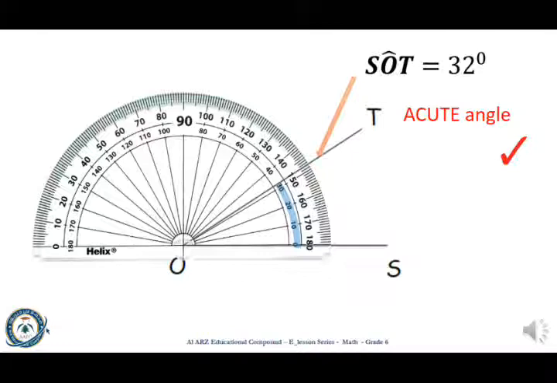It's better to count, so I will count 0, 10, 20, 30. Now between 30 and 40, we have these small lines over here. We count one by one. It means 30, 31, 32. We stop at 32. So I will show you where. Exactly 32 degree. SOT equal 32 degree.